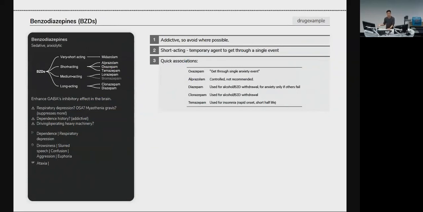Or if someone's going in for surgery and they really need something to help with their anxiety. Short-acting benzodiazepines are good for a temporary measure to combat one single event that's causing someone great anxiety. For long-acting benzodiazepines, diazepam is used for things like alcohol withdrawal or withdrawal from benzodiazepines because it's got a long half-life, so it tapers itself at the end. And that's probably the main things to note.